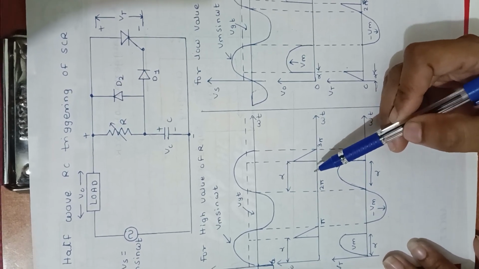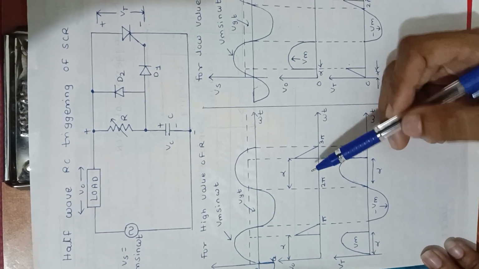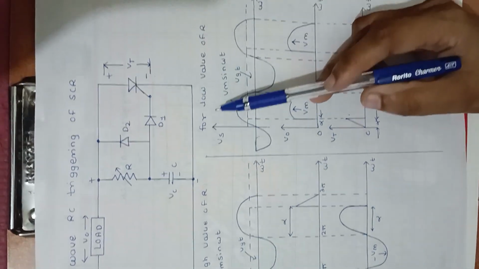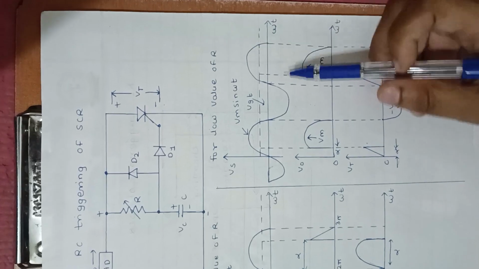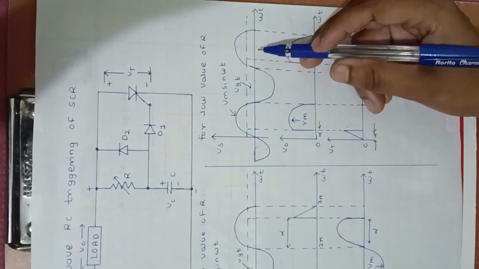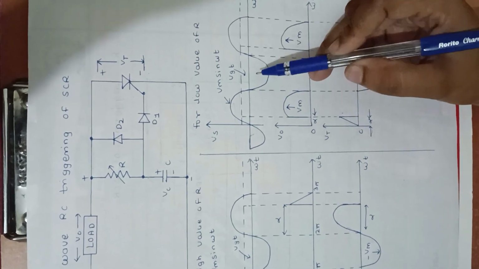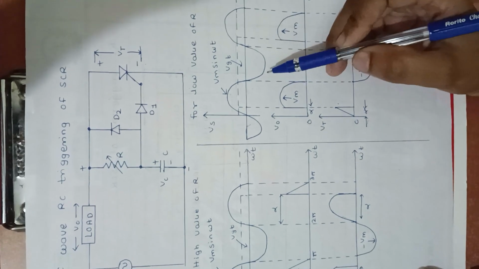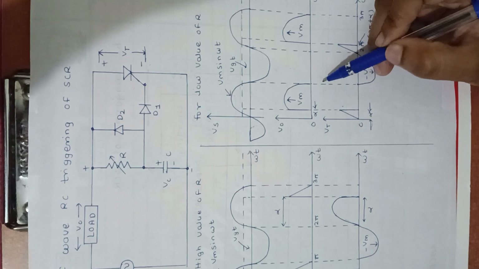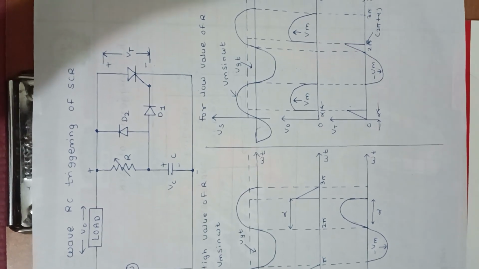Now let me show you how to change the resistor value. If you decrease the value of resistor, the charging time of the capacitor will decrease. So now you can see, for a low value of resistor, the charging time of the capacitor is decreased. At this instant only, the capacitor voltage is triggering the SCR. Now the output voltage will be this, and the voltage across the SCR will be this. We can change the value of alpha.